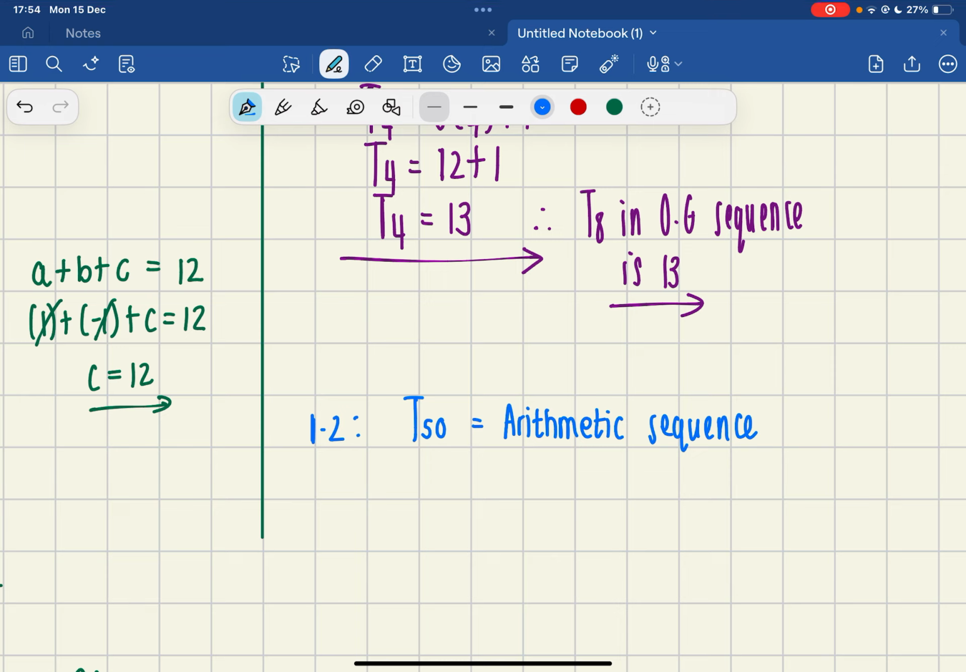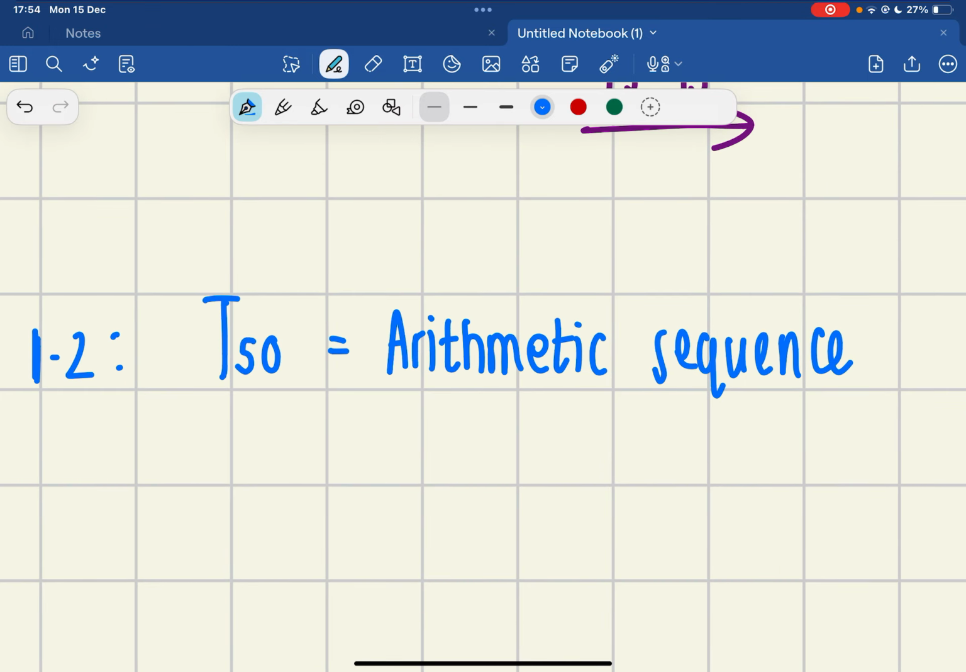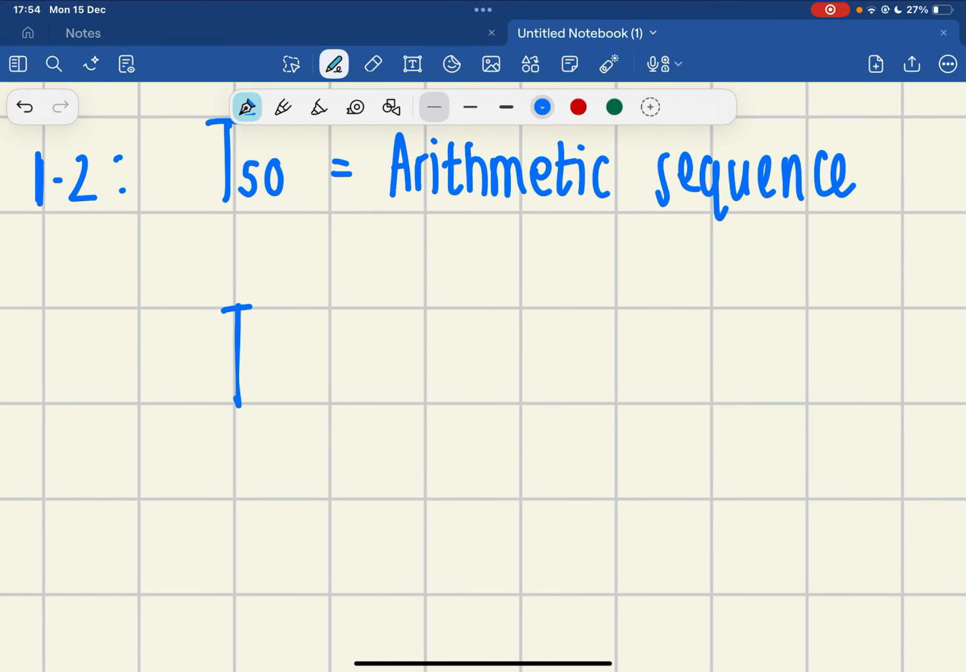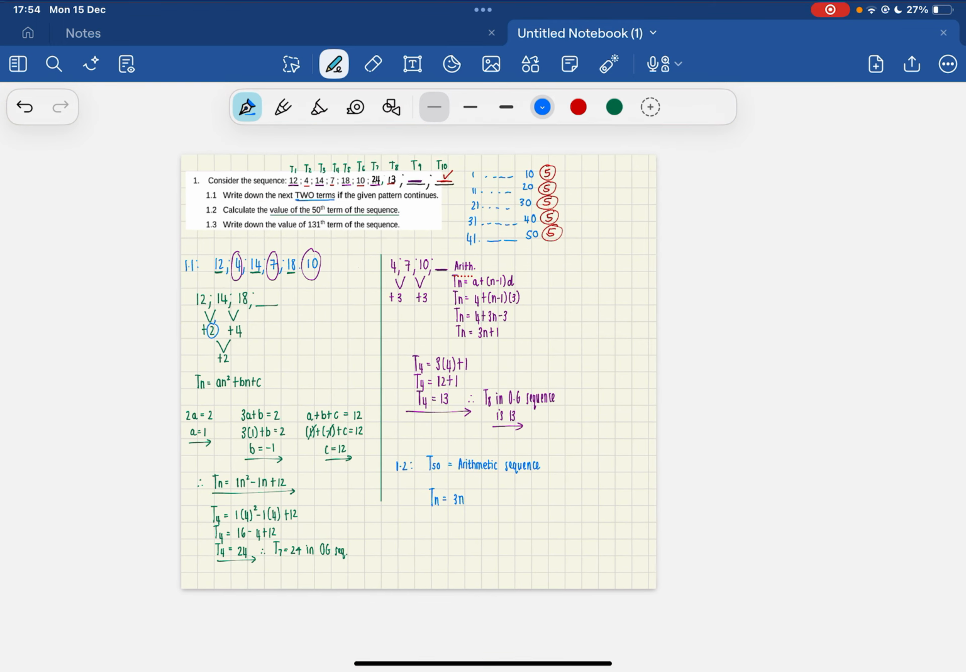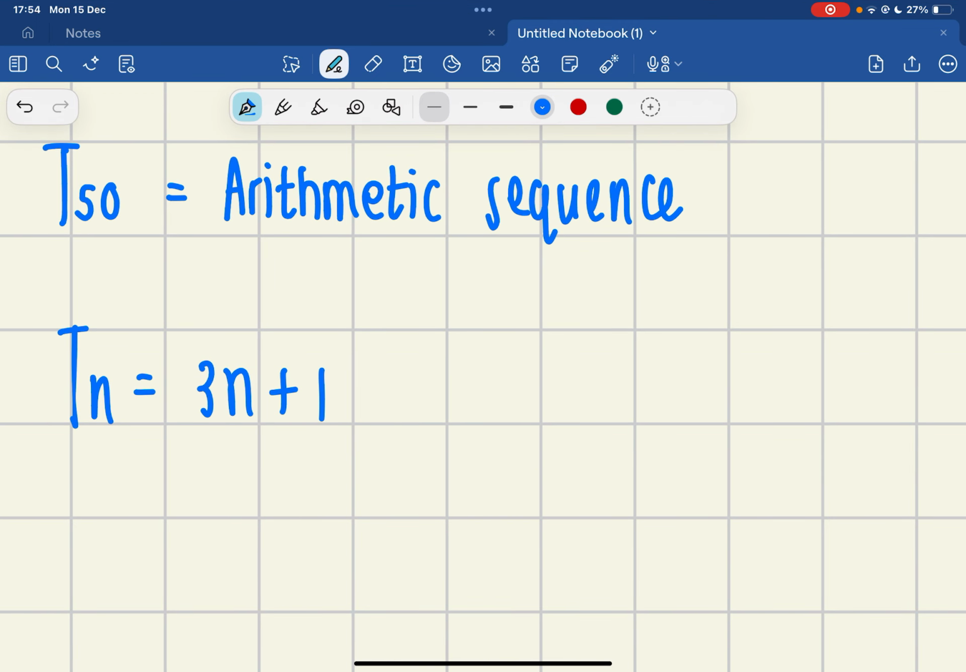But I just want you guys to see how I think about things, and I want to teach you how to reason and approach these questions properly, okay? So now we said that T50 in the original sequence would fall under the category of an arithmetic. So therefore, T of n is equal to 3n plus 1.